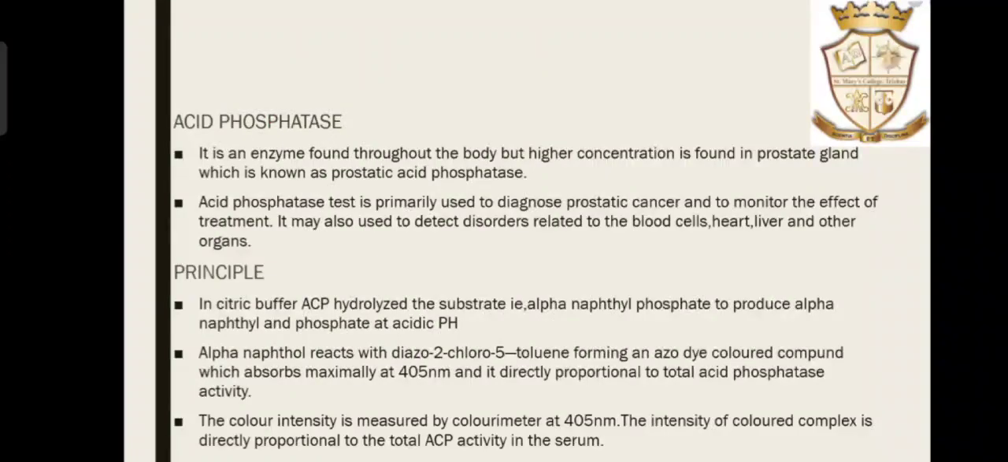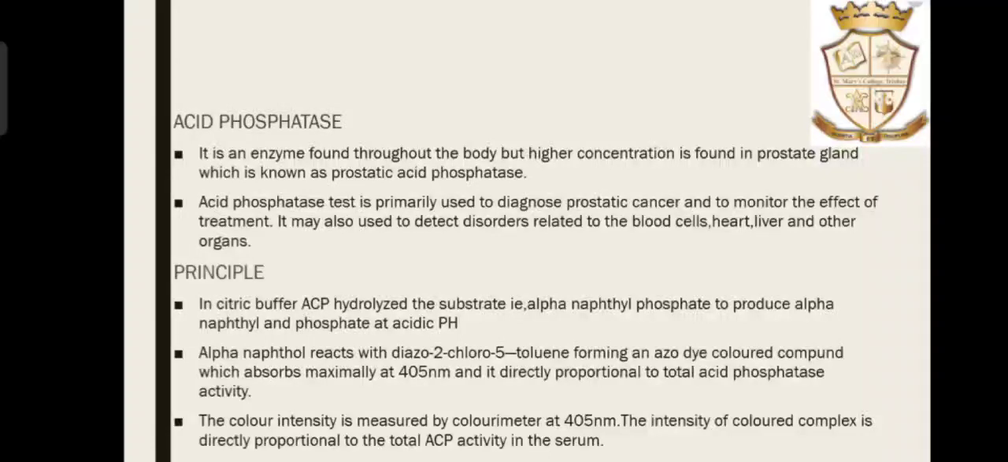Acid phosphatase. It is an enzyme found throughout the body, but a higher concentration is found in the prostate gland, known as prostatic acid phosphatase. The acid phosphatase test is primarily used to diagnose prostatic cancer and to monitor the effect of treatment. It may also be used to detect disorders related to the blood cells, heart, liver, and other organs.